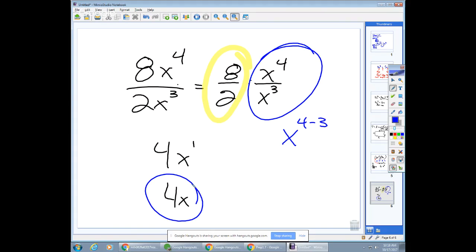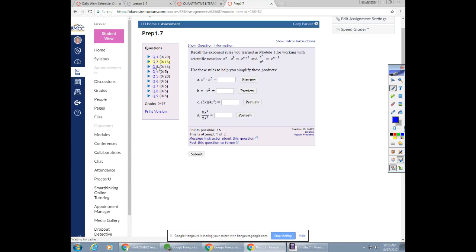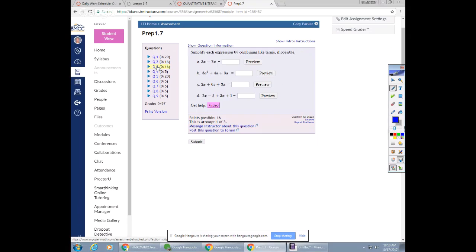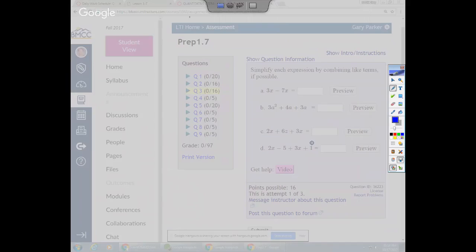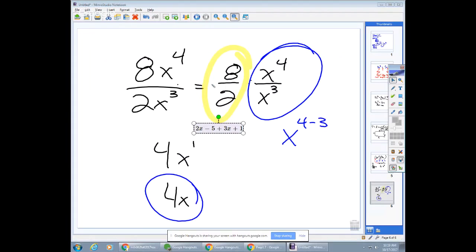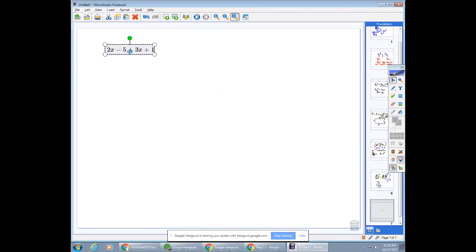Question on that one? Not too bad? All right, let's see what else was interesting in here. 3, that was the like term stuff. Let's take a look at D. And we'll grab a screenshot of that. All right, so you write down what you think that simplifies to using the idea of like terms. I'll write down my version, see if we agree.